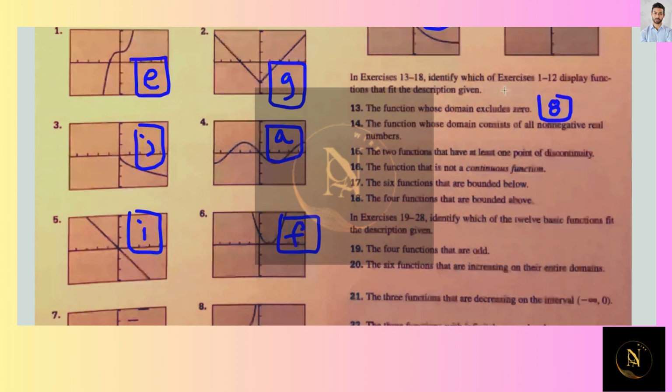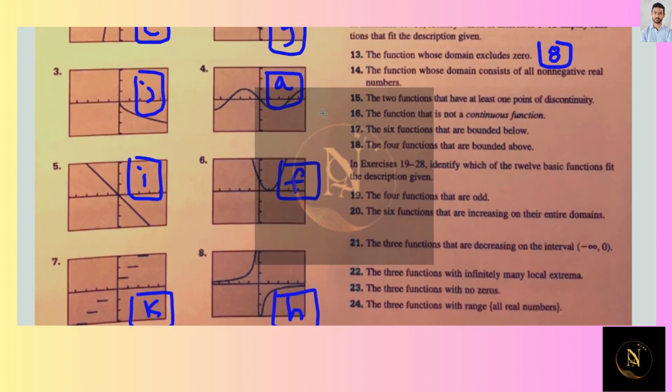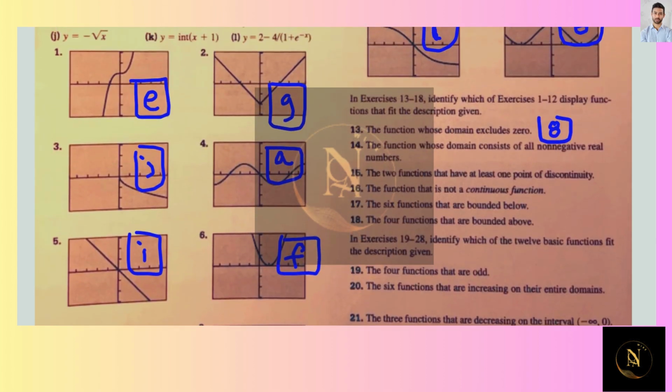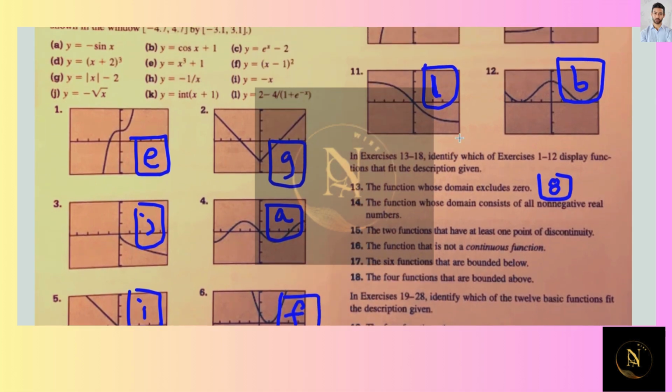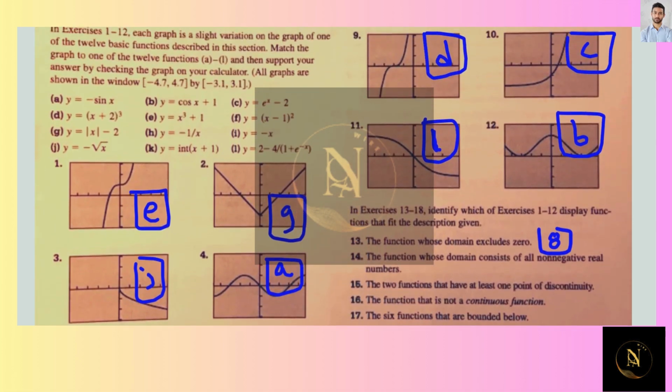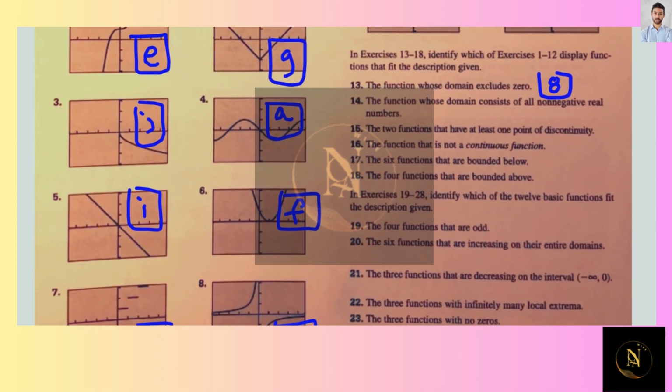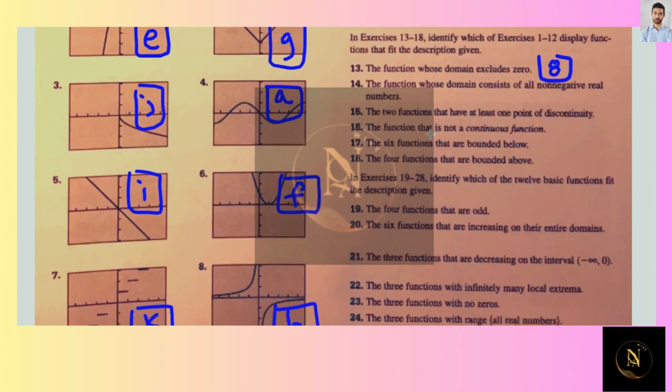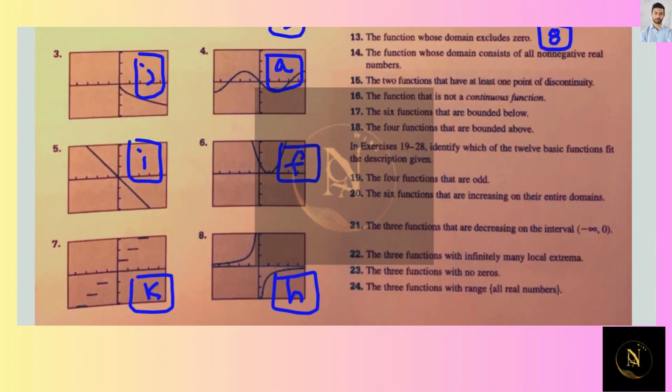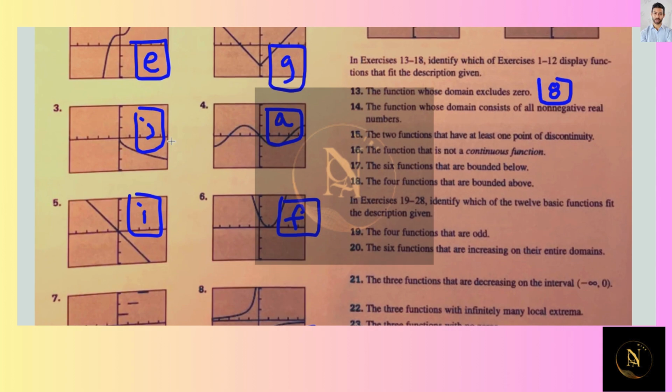Your list, you're identifying which of the exercises of 12 before fit the description. The function whose domain consists of all non-negative real numbers, so everything is positive and is going to stay positive in the domain. So the domain is non-negative. That is 3.